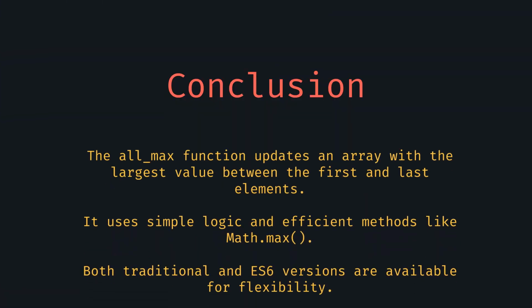To summarize, the allMax function efficiently updates an array by replacing all elements with the largest value. It's a handy technique for normalizing data and can be easily adapted for arrays of different lengths.